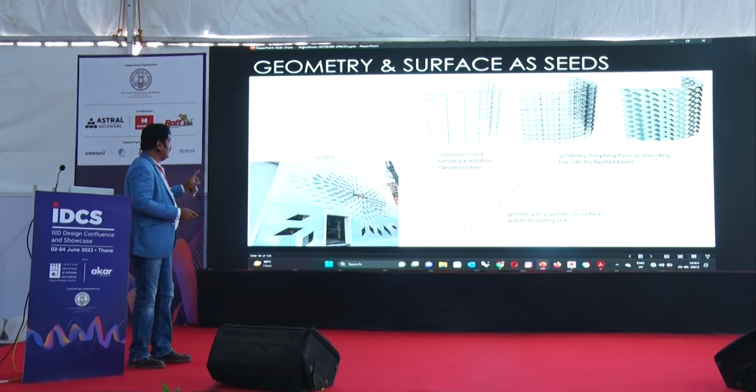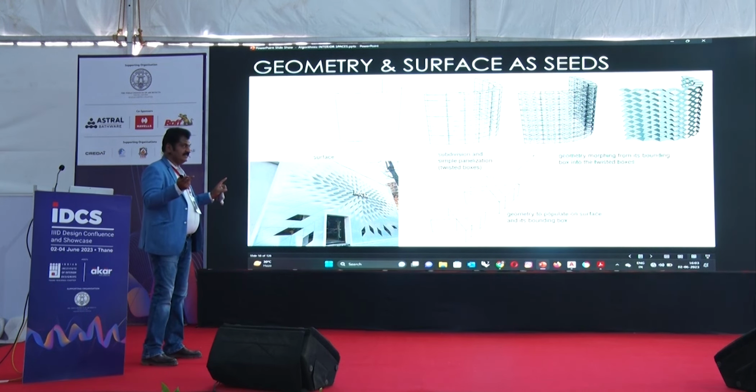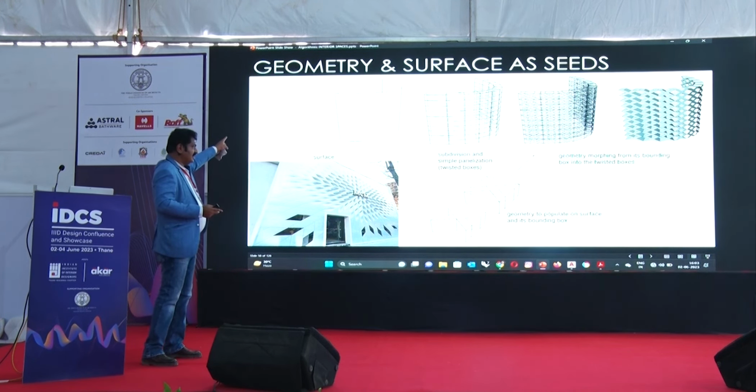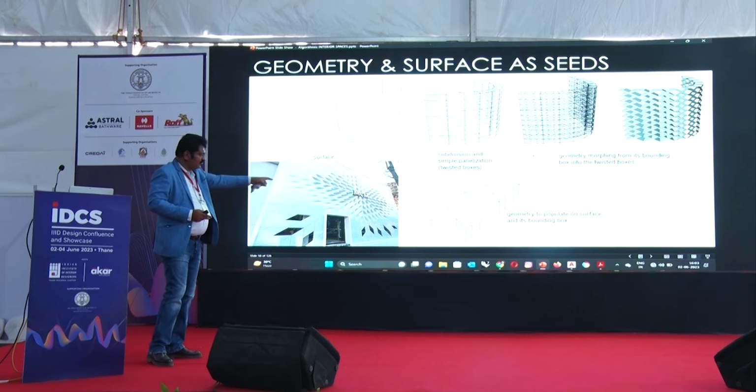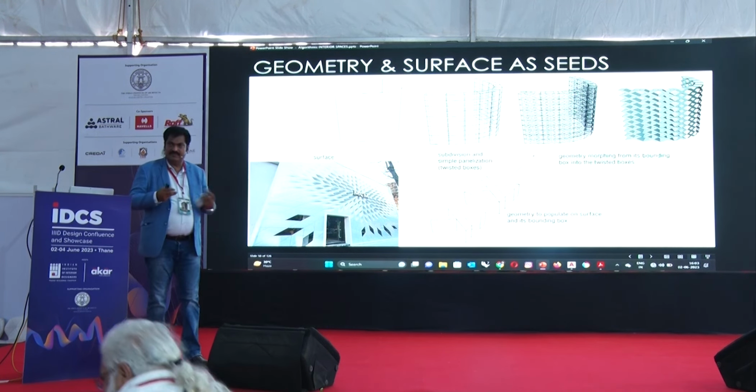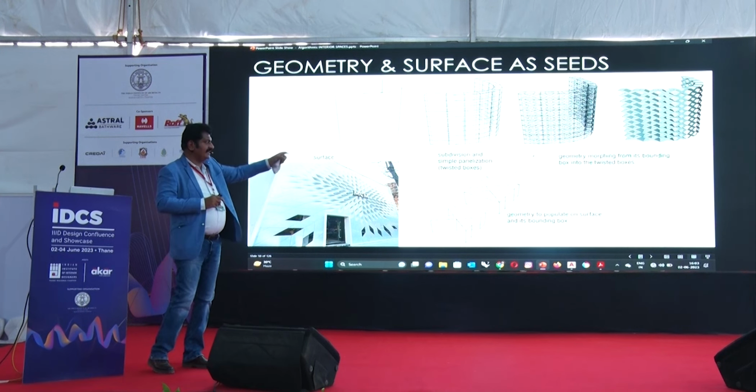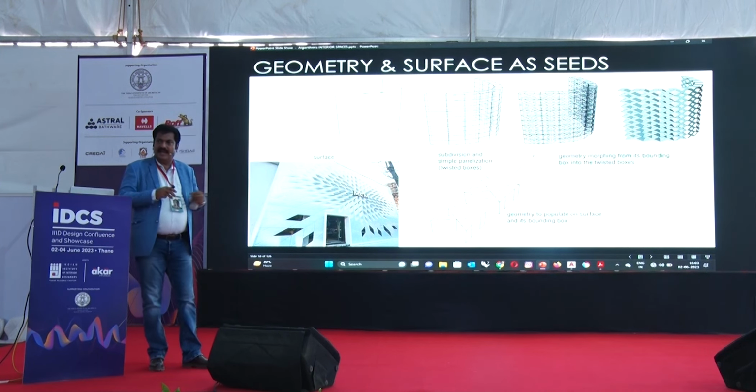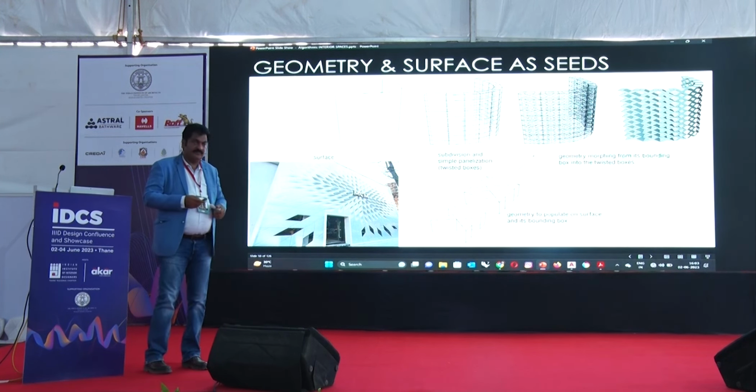Now, this is a very classic example where there are two seeds. So these two curves are one seed and then this one X-shaped form is another seed. The combination of that is generating the geometry. I take these two seeds, I get a different geometry altogether.